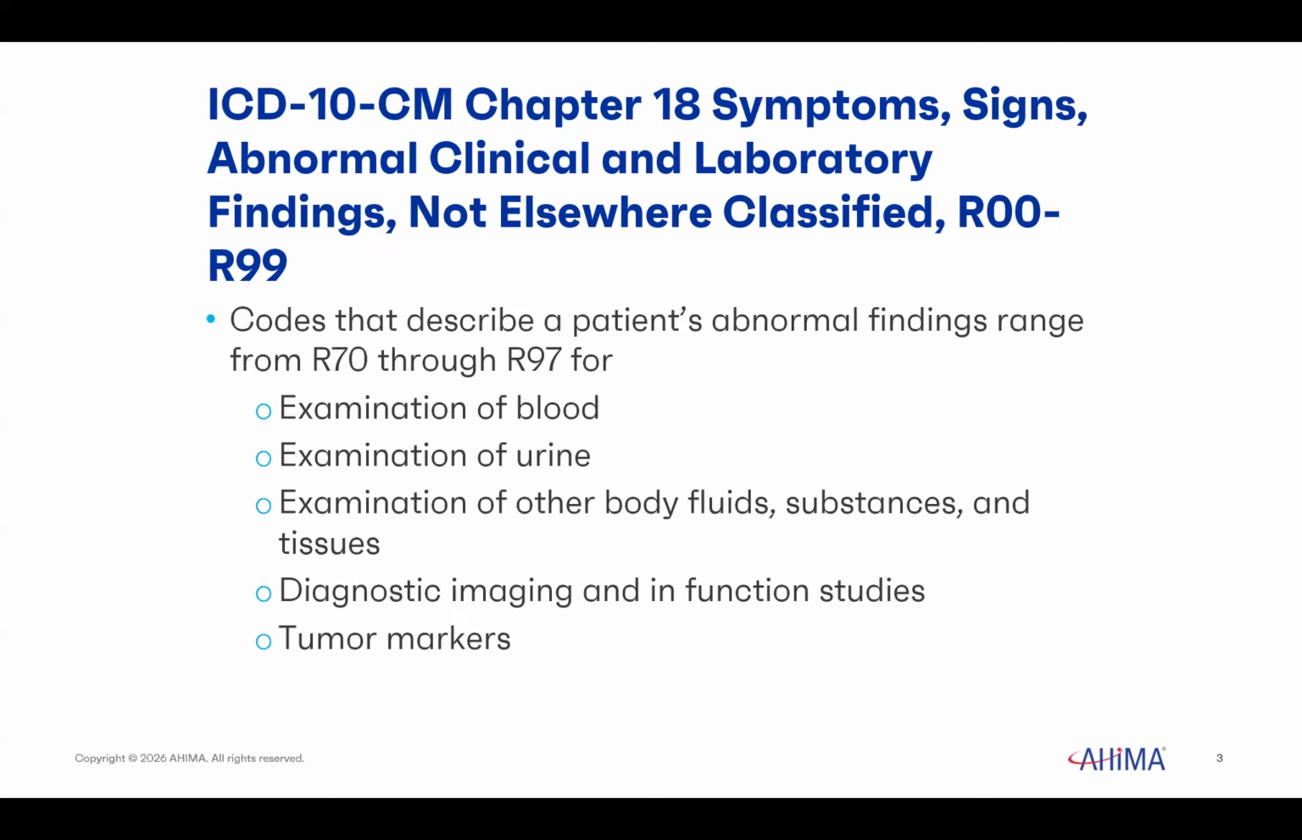Codes that describe a patient's abnormal findings range from R70 through R97, and these include abnormal blood and urine results, abnormal findings in body fluids or tissues, abnormal imaging or function studies, and abnormal tumor markers. These are objective findings. These are documented through diagnostic testing rather than patient complaints.